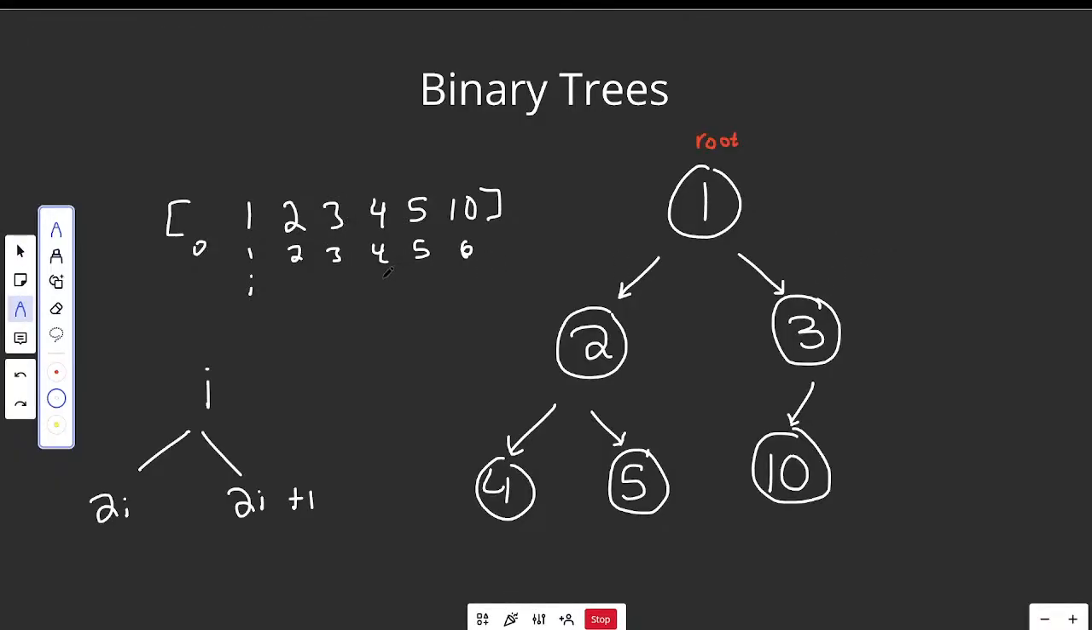The only problem is that if you have something like 4, 2 times I should be your left child, which is located at index 8, except that's outside the array. So if you go outside the array, that just means it's null, meaning we don't have any there.